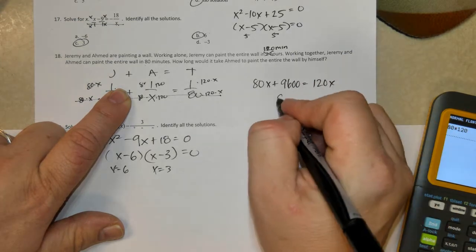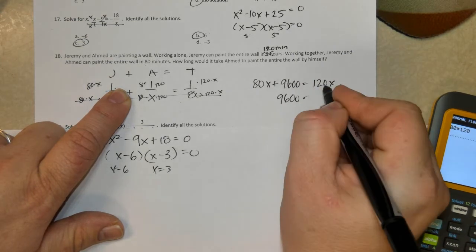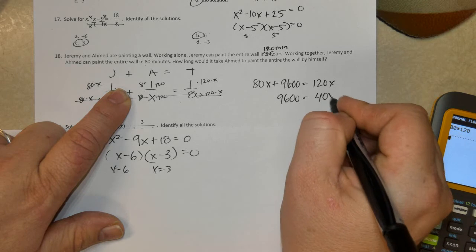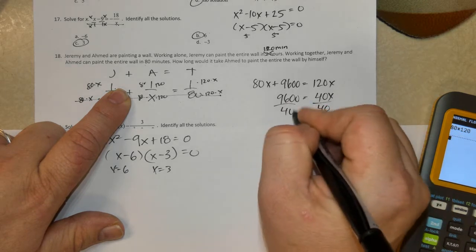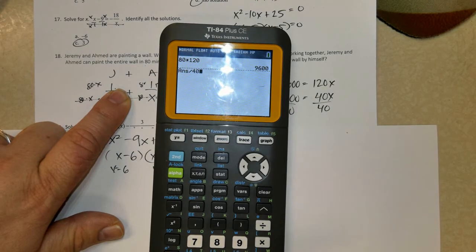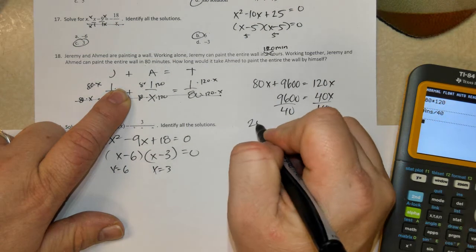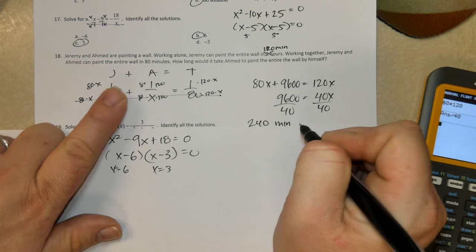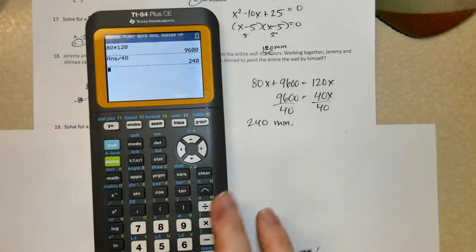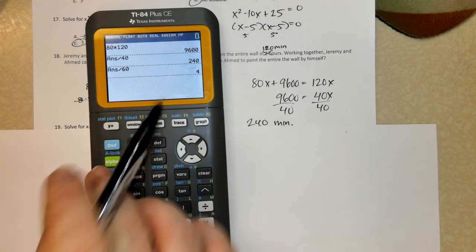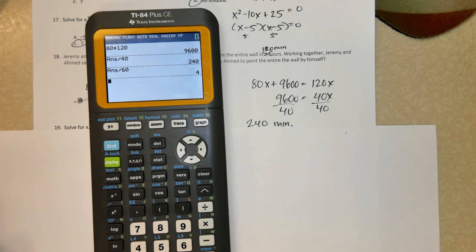I'm going to move the 80 over. Subtracting 80 leaves us with 40. Divide by 40. It would take Ahmed 240 minutes to complete the task. Now, if it asks you in terms of hours, dividing by 60 tells us it would take him 4 hours.